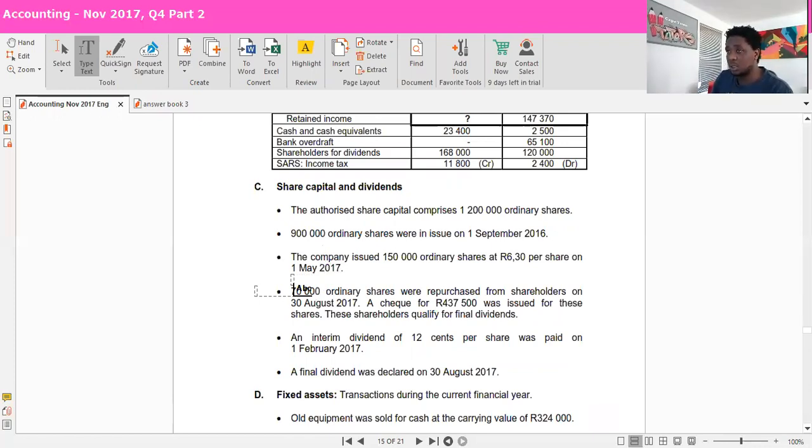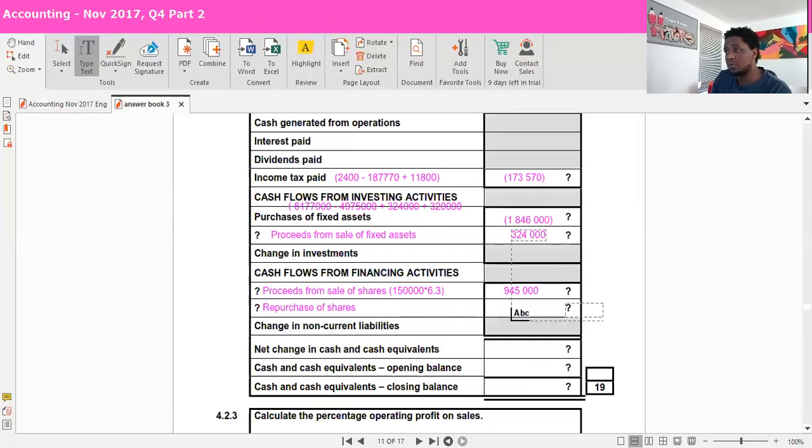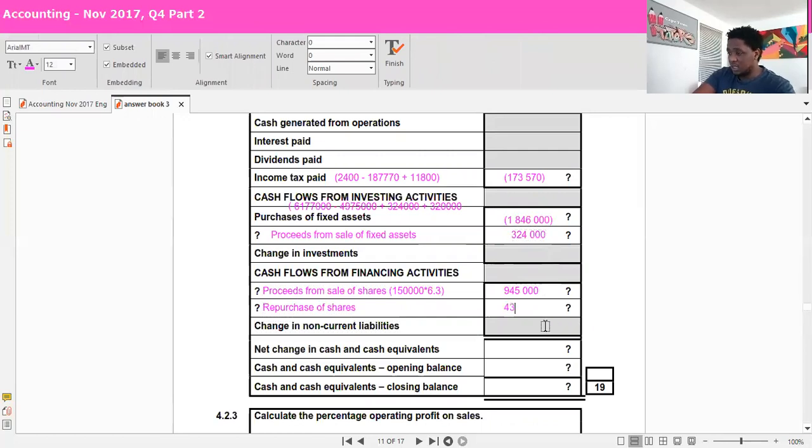So in this case, we're not really concerned about whether we sold them at a profit or a loss. We're just concerned about how much was paid for these shares. And in this case, 437,500 was used to pay for these shares. And so that would be an outflow. We'd have an outflow of 437,500. It will be an outflow because we're paying that money over to shareholders. Cool. And then just looking at the last part, we were dealing with the cash and cash equivalents.